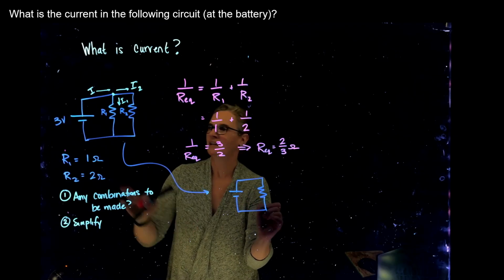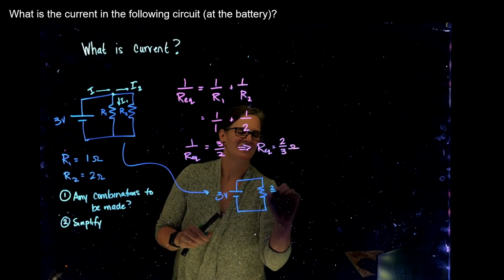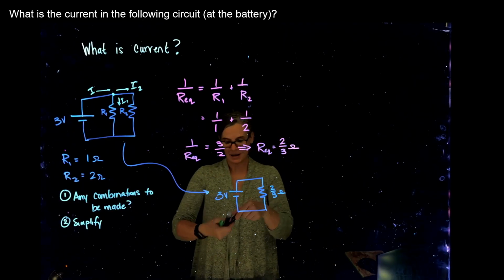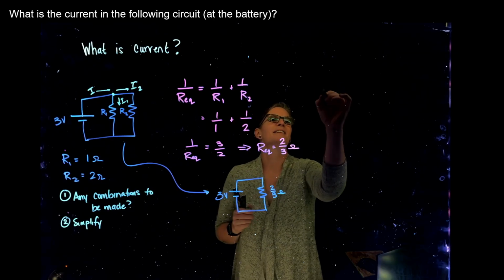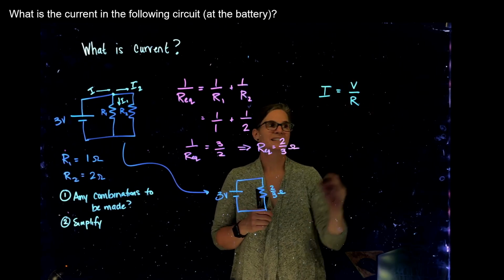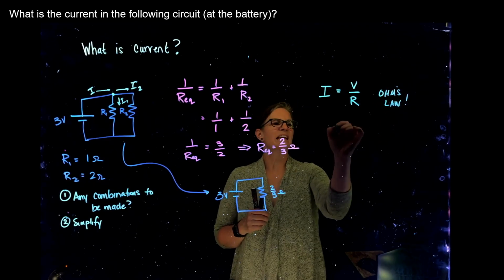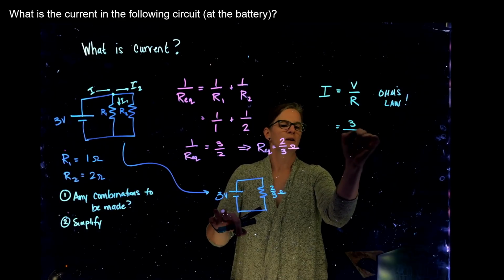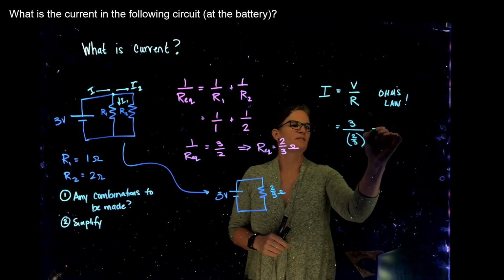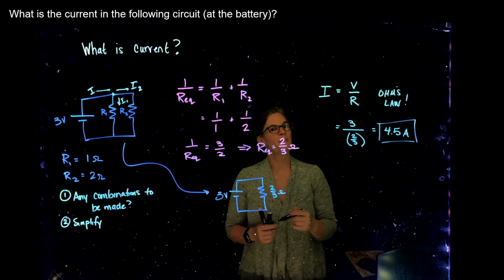All right, so then I can take this circuit and I can redraw it as the same circuit, the equivalent circuit, as this one, with the resistor being 2/3 ohms. So if I wanted to determine my current through that system in this circuit, my current is the voltage over the resistance. This is just Ohm's law. And I have a voltage of 3 volts over a resistance of 2/3, which gives me 4.5 amps. So the current through that circuit is 4.5 amps.